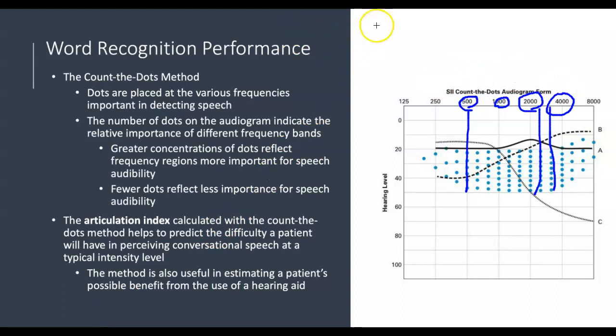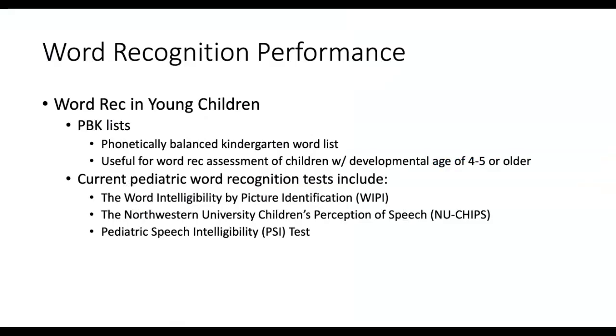Very useful tool. We'll talk more about it. Let's see what else we got here. So testing young kids, there's special word lists, PBK, phonetically or phonemically balanced kindergarten list. That's what the PBK is. Other word recognition tests are the WIPI, the Word Intelligibility by Picture Index, the NU-CHIPS, Northwestern University Children's Perception of Speech, and then the Pediatric Speech Intelligibility Test, or the PSI. In my experience, the WIPI is the most common.